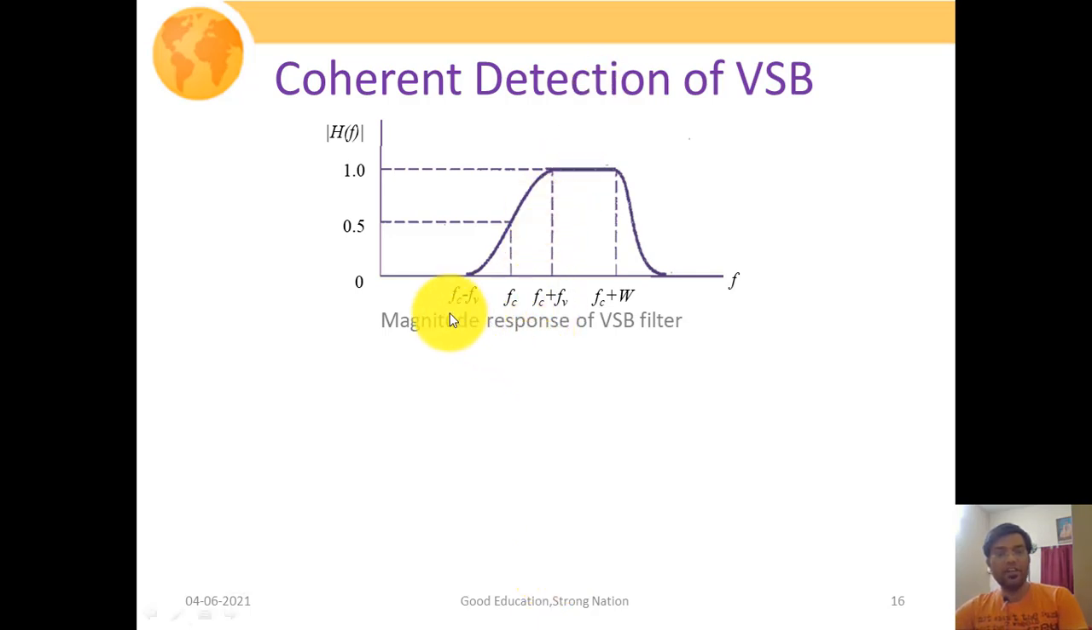This figure shows the magnitude response of the VSB filter, and look at the symmetry I am talking about around this particular frequency fc. Whatever portion we have above is symmetrical around this point. So let us say a typical filter response would be like this, or you could say a sharp cutoff filter's transfer function should look like this.